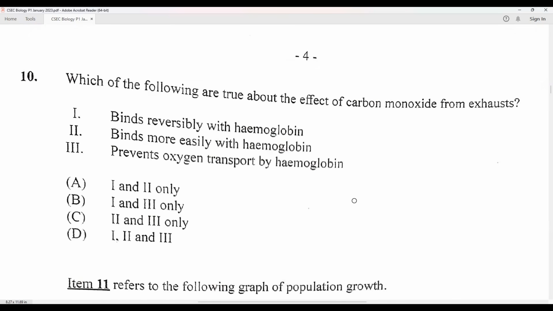Question 10. Which of the following are true about the effects of carbon monoxide from exhaust? Binds reversibly to hemoglobin? No, it actually binds irreversibly to hemoglobin. Binds more easily with hemoglobin? That is true. Prevents oxygen transport by hemoglobin? That is true. So 2 and 3, which makes the answer C.